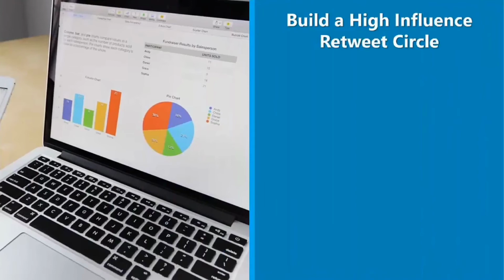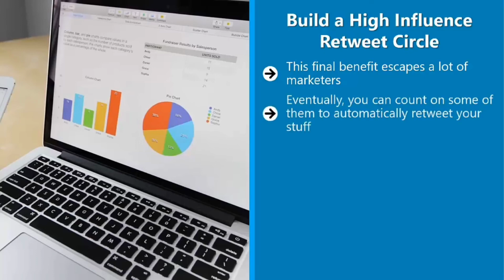Build a high-influence retweet circle. This final benefit escapes a lot of marketers. In fact, even Twitter marketers may be completely blind to this. This is one of the biggest benefits that manual engagement with influential people on Twitter can ever deliver. When you get these people to think that you are credible and that you are an expert in your own right, eventually, you can count on some of them to automatically retweet your stuff. This is a big deal.